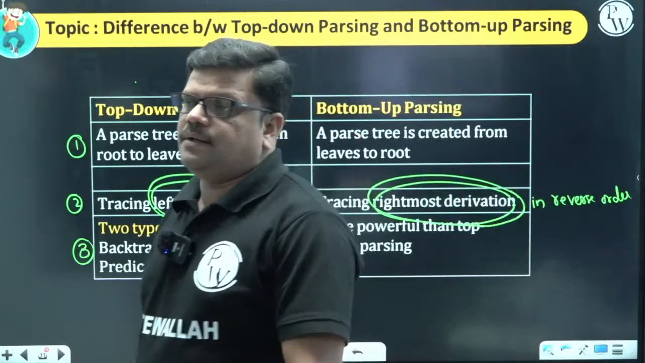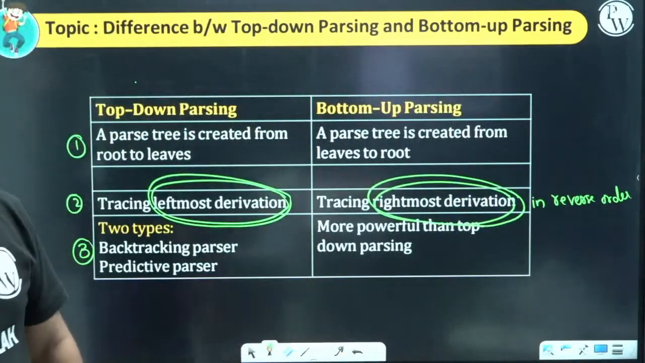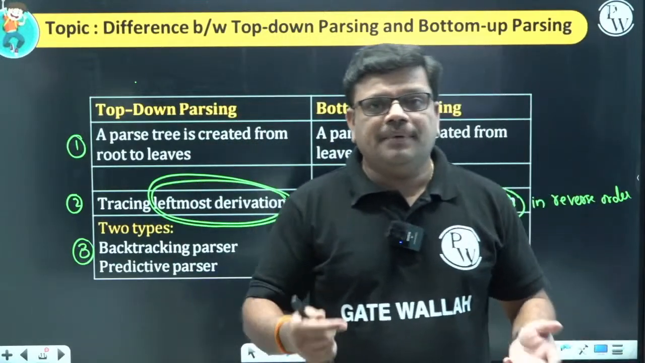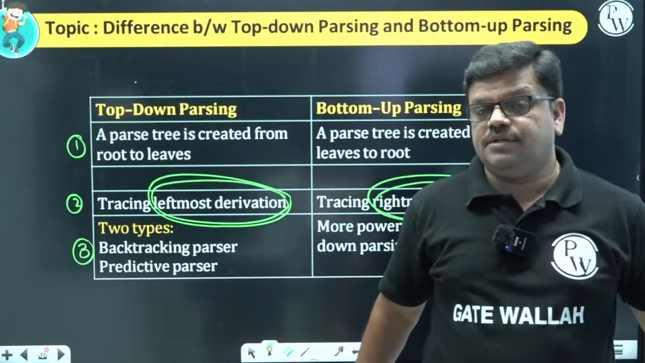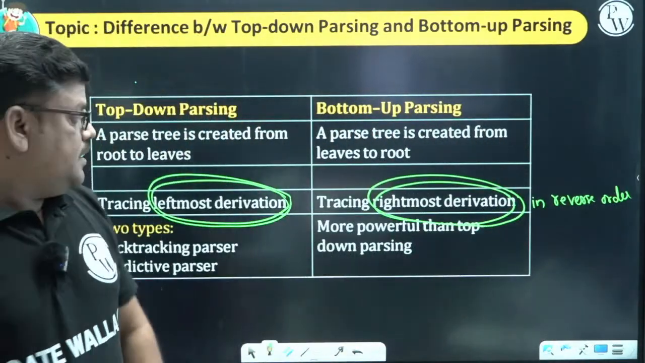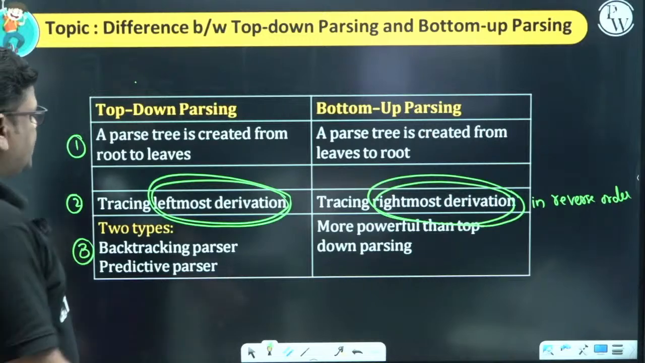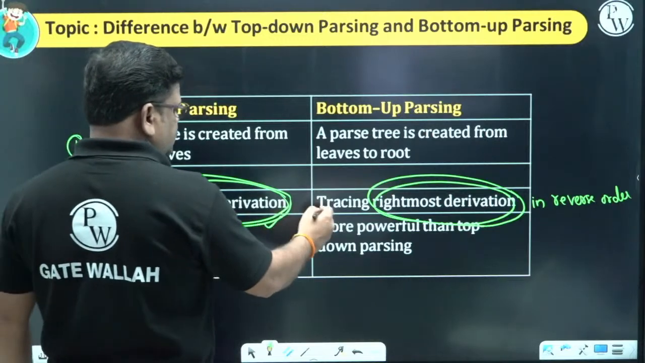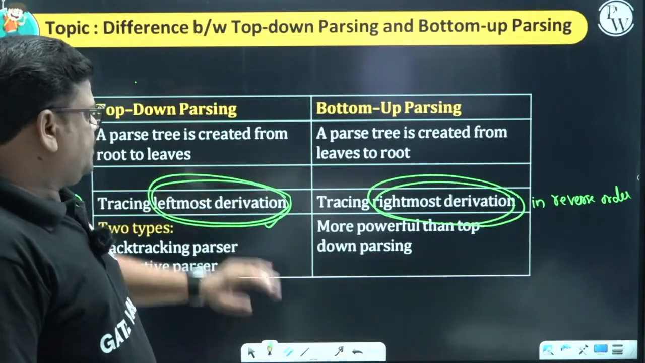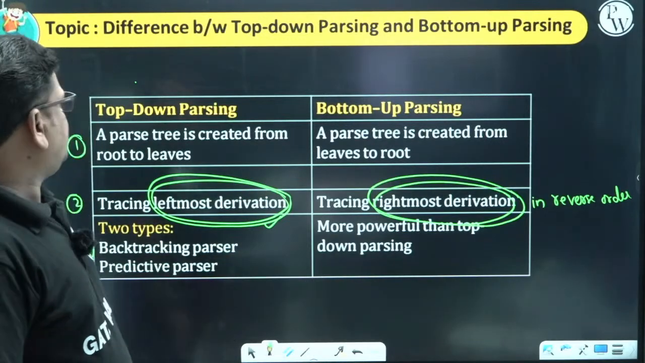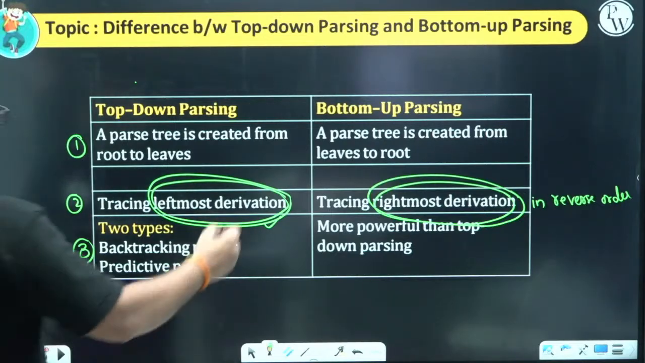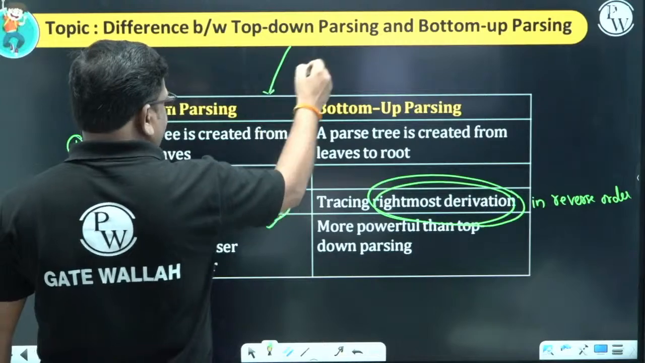Derivation is also different. Whenever we are constructing any tree, we generally use derivation, whether leftmost derivation or rightmost derivation. That is not the same for both. If you are using a top-down parser, leftmost derivation is used. If you are using a bottom-up parser, rightmost derivation is used. This is the major difference between top-down and bottom-up parsing. So we have majorly two varieties of parsing.